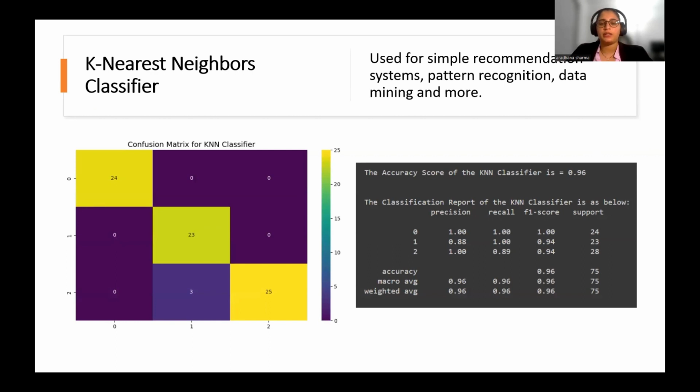K-nearest neighbor classifier is used for classification, pattern recognition, data mining, simple recommendation systems, and many more. We used this classifier for classifying the Iris dataset, and here are the results. Class 1 had 100% accuracy, Class 2 had 100% accuracy, and Class 3 has 3 data samples that were misclassified. We have an accuracy score of 0.96 for this classifier.